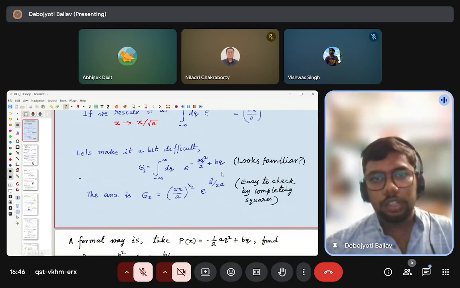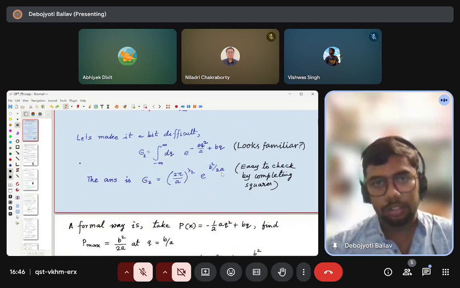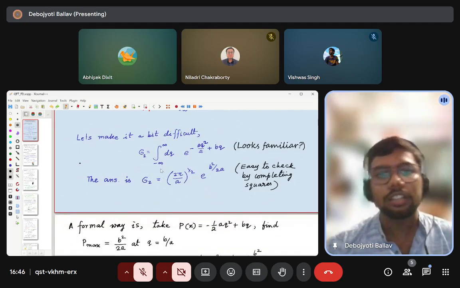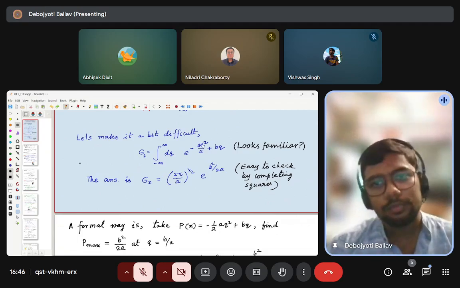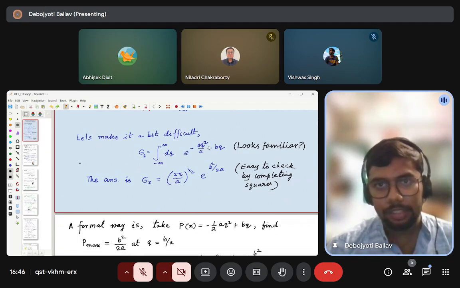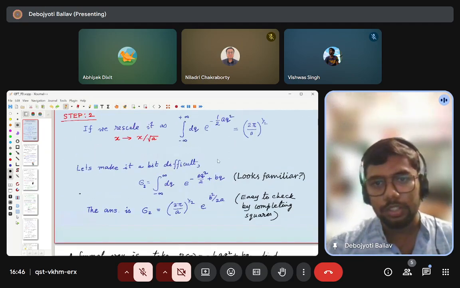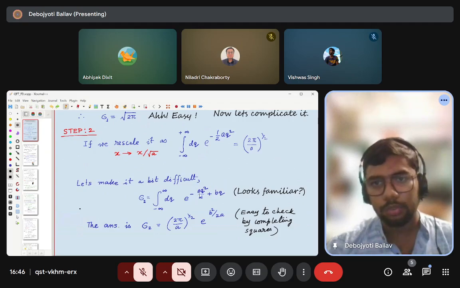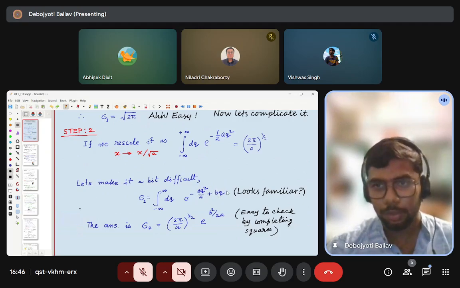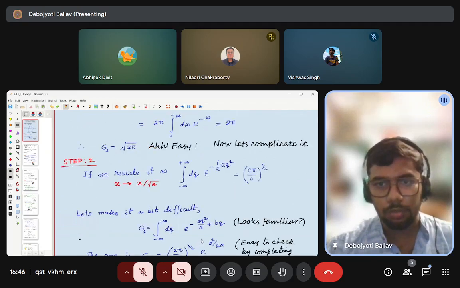So now let's make it a bit difficult. Now we have another integral g2. Again, it is a much familiar integral, but a little bit more generalized, which is like this. That is 1 half a q square plus b q, whose solution is given by this. So how do you solve it? How you used to solve this integral?